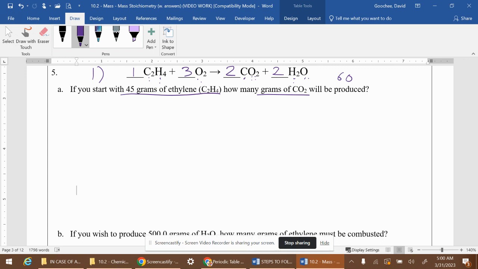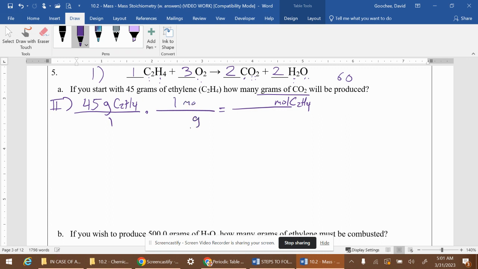All right, let's get going now with the actual problem. Step 2. We have 45 grams of ethylene, which is completely useless for us for chemical calculations. We got to turn these grams of ethylene into moles of ethylene. And to get out of grams and into moles, we need to divide. All right, so we got to divide by the molar mass. That's C2H4.